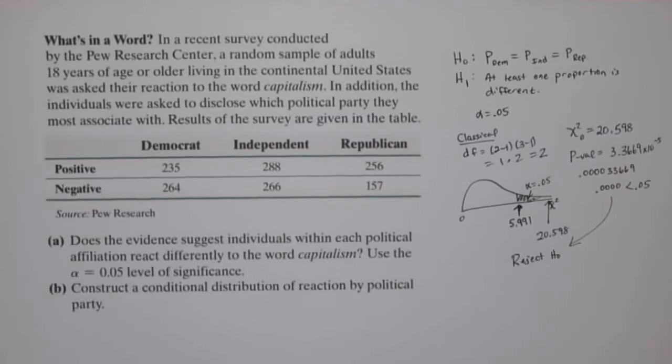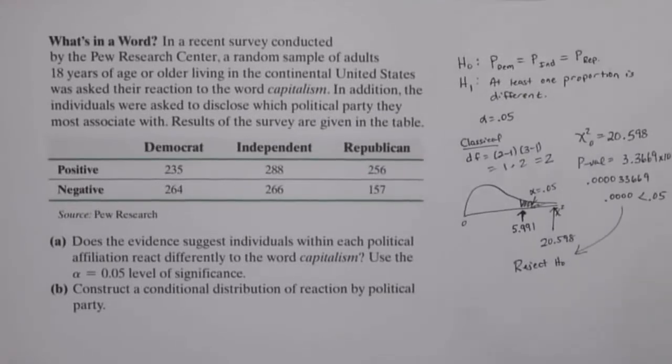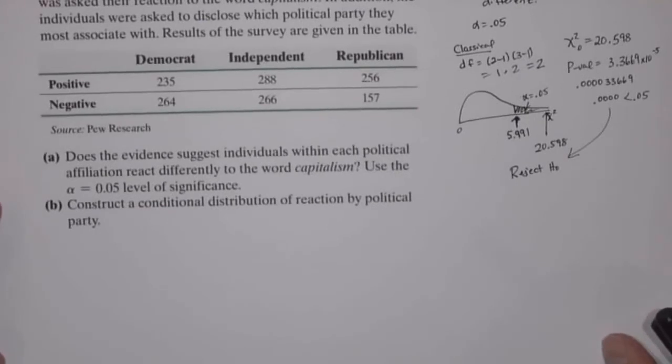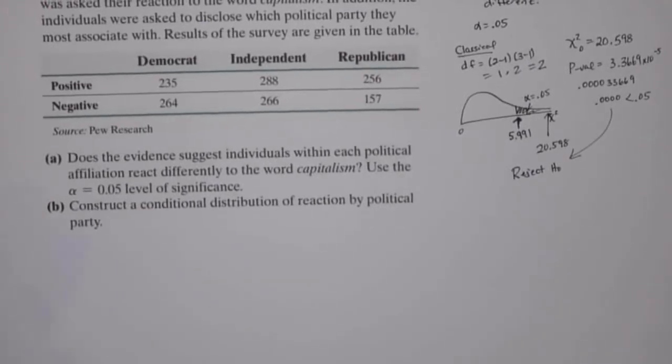Now, so I've used my calculator to do that. I could have used StatCrunch to do that as well. I'm not going to, but I could have. And we could have also done this by hand. Again, I'm not going to, but we could have. We know the method. Now, question B, we want to construct a conditional distribution of reaction by political party.